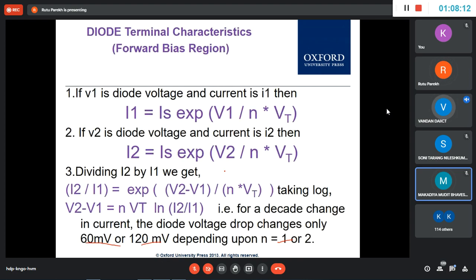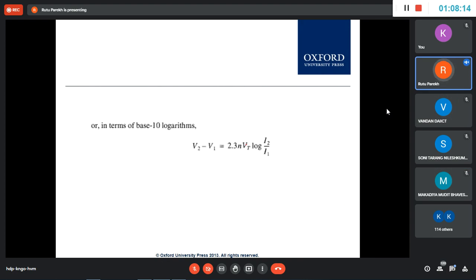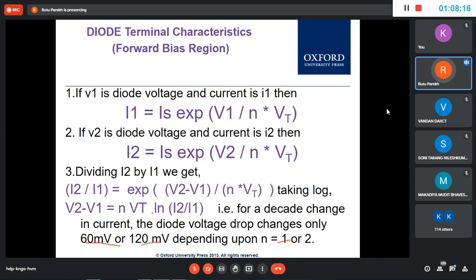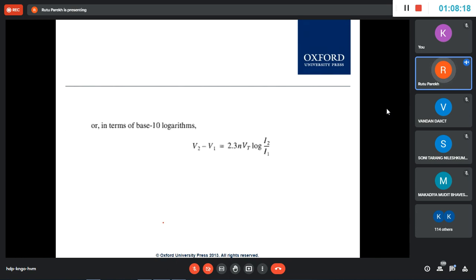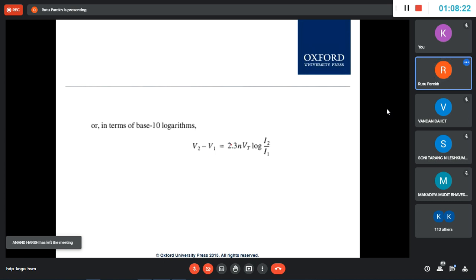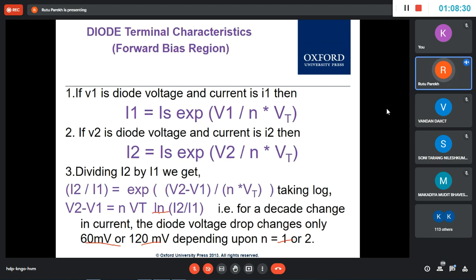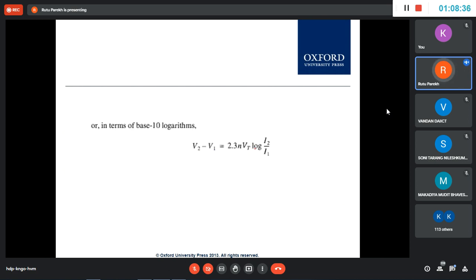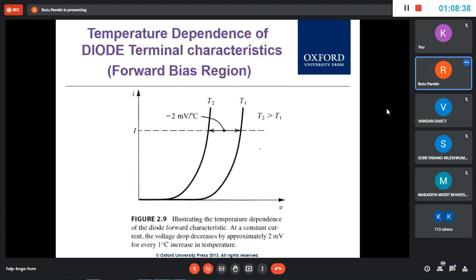Yes, ma'am. Okay, and in the base, see this is natural log. If you make it in base 10, it is V2 minus V1 equals 2.3 VT log of 10, base 10, I2 upon I1. So these are the same equations. This is natural log when you are using your calculator. If it is 2.3 and VT log, this is base 10.